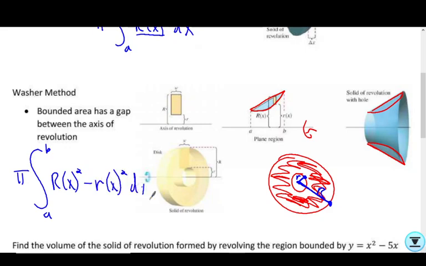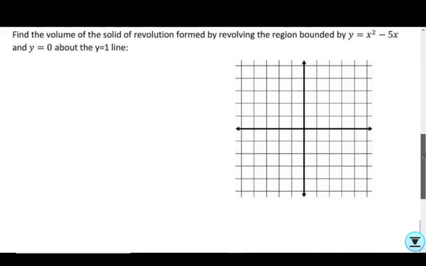Which again is pi r squared minus pi r squared, the big radius minus the little radius. You can see this distance from here to here is our big R, and this distance from here to here is our little r. Big R, little r. So you can see where this equation comes from that we're going to be using. Okay? So, let's do a small example problem, one that we've done with disks before.